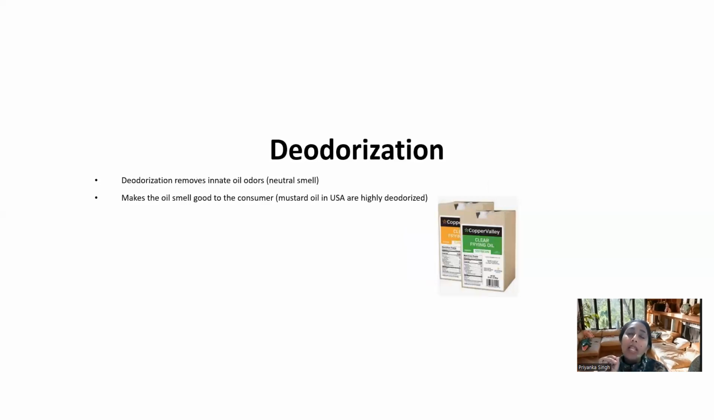Deodorization. Every oil has a specific unique smell. Some oils have a stronger smell, like mustard oil, sunflower oil. These have a very strong smell. So these types of oils are deodorized by passing them through certain chemicals or adding certain chemicals in them, which reduces their innate smell. This is again to please the consumer. What I've seen is that most of the mustard oil which is being sold in the US, I don't know what is happening in India, but in the US it's deodorized. When you open the can, you don't get that strong smell of the mustard oil.